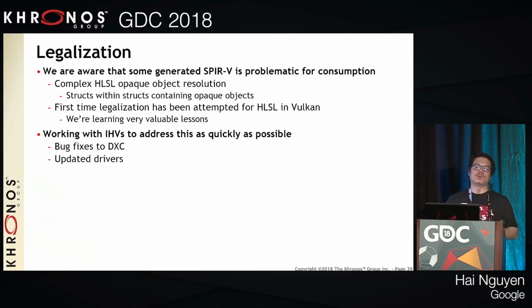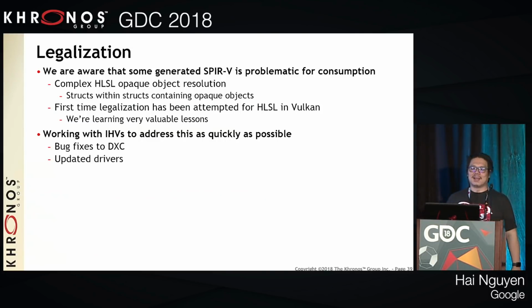So to just pull the curtain back a little bit about legalization, we are aware that there is some generated SPIR-V that is problematic for consumption. A lot of it has to do with the complex HLSL opaque object referencing. It's structs containing structs containing structs containing more structs that contain opaque objects.